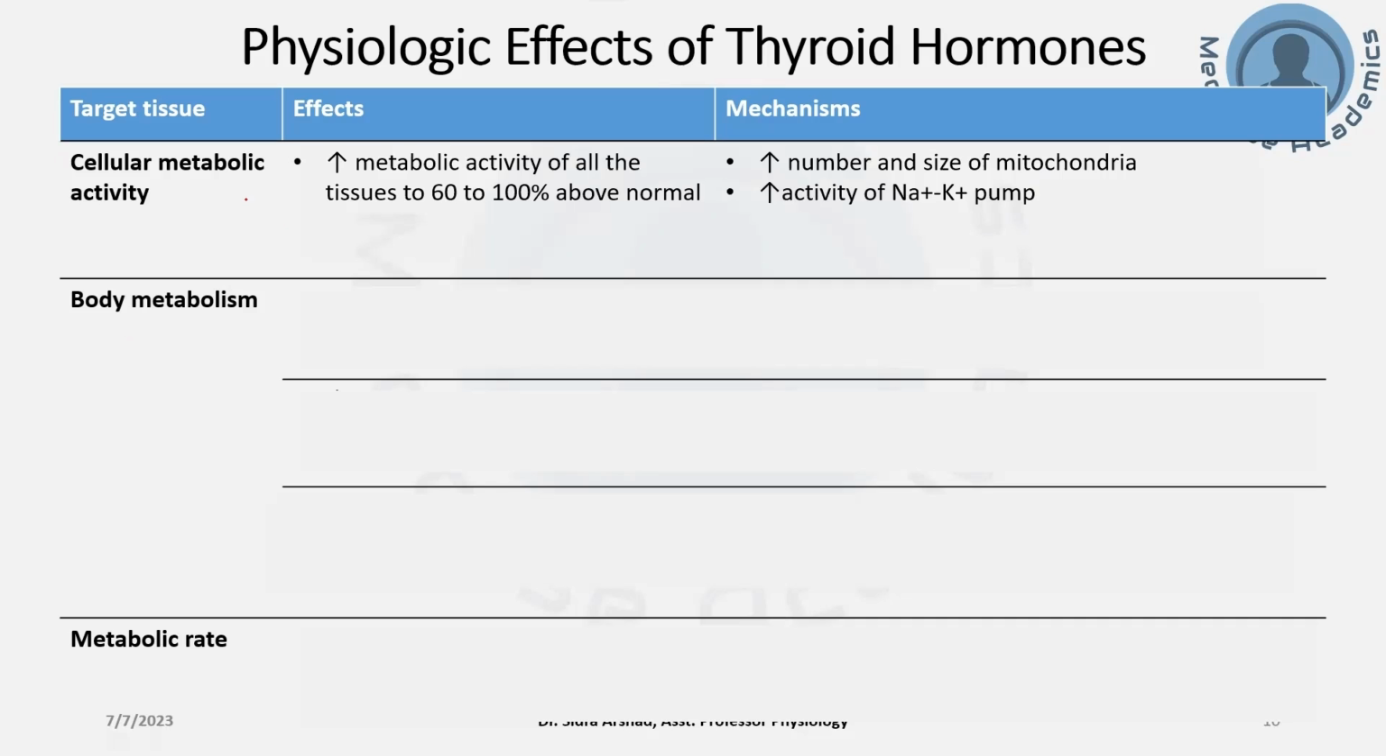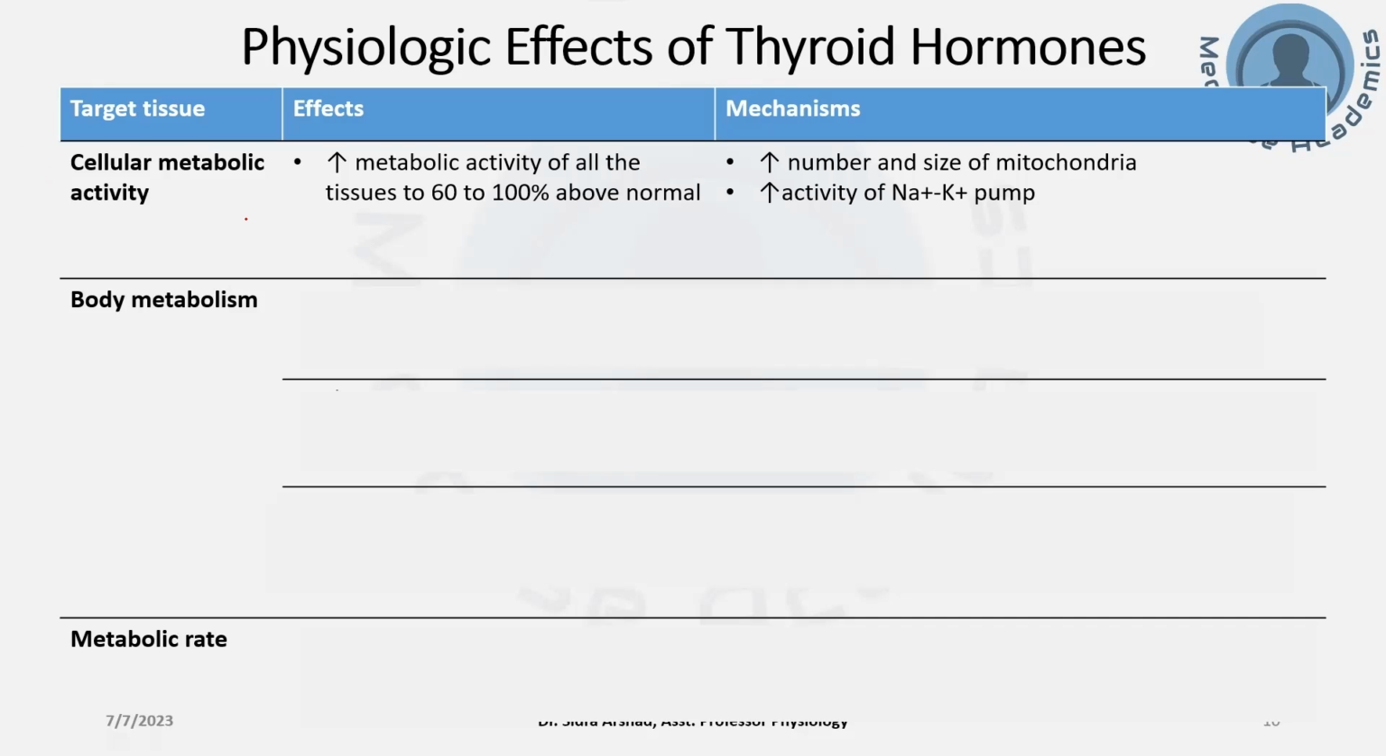So what do they do at the cellular level? They increase the number and size of mitochondria so that the ATP production is increased. And then they increase the utilization of that ATP itself so that ATP is cleaved, energy is released, and also the heat. So they increase the activity of the sodium-potassium pump. They also increase the membrane leakiness to sodium ions, which in turn increases the activity of the sodium-potassium pump by establishing the sodium gradient.